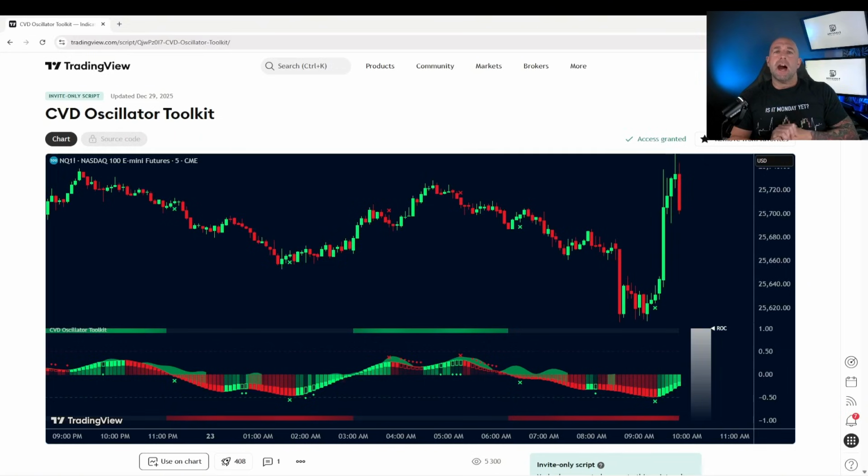The CVD Oscillator Toolkit is a volume-driven market analysis indicator designed to highlight buying and selling pressure that is not directly visible through price action alone. Price shows where the market traded, but volume imbalance helps explain who was in control.